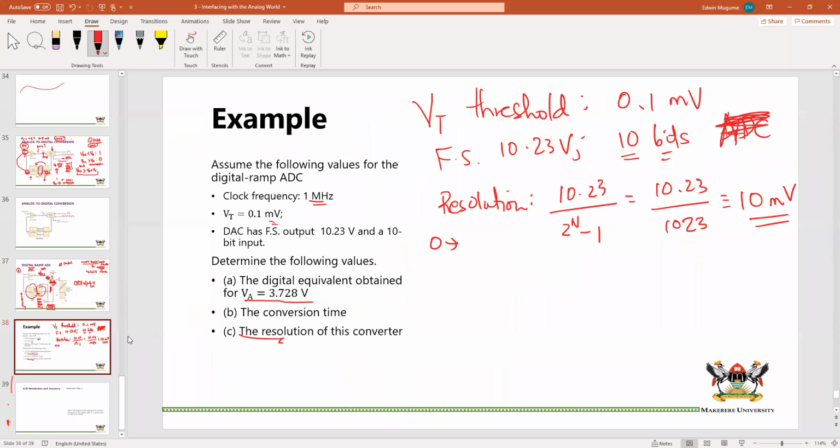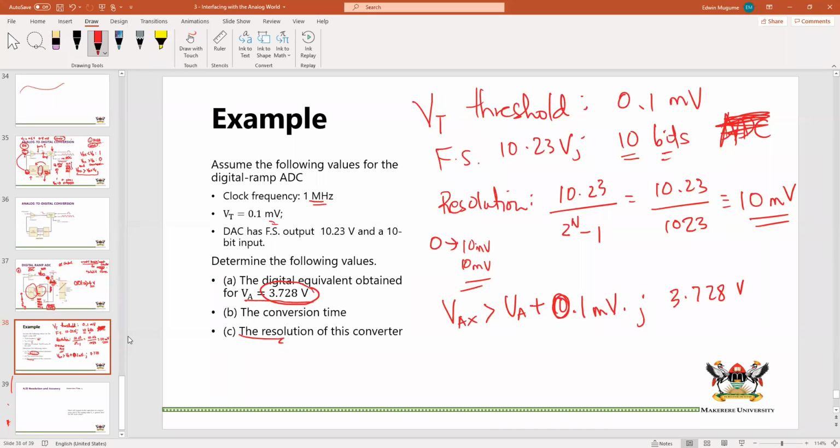Yeah, okay, so let's go back here. It means you start from 0, you keep adding 10 millivolts, the next step 10 millivolts until you reach this voltage. So we know that VAX should be greater than VA plus VT. The VT is 0.1 millivolt, right? And VA, we know VA is the input analog signal, which is 3.728 volts.